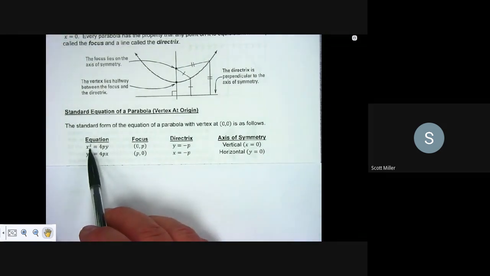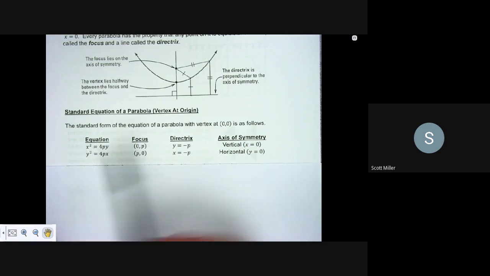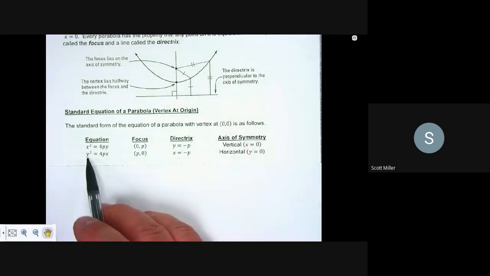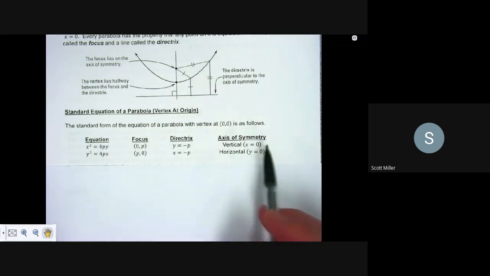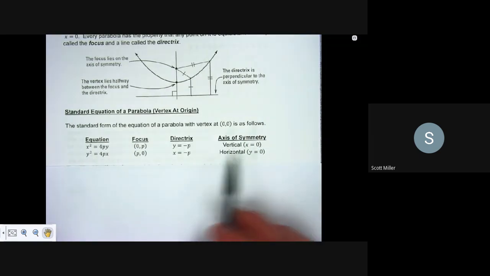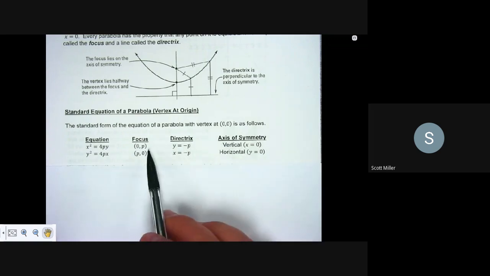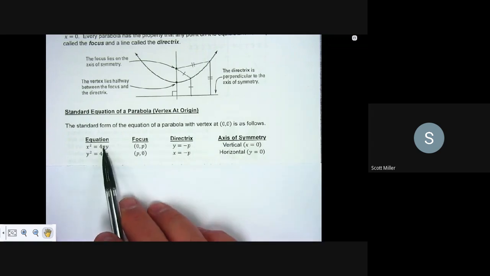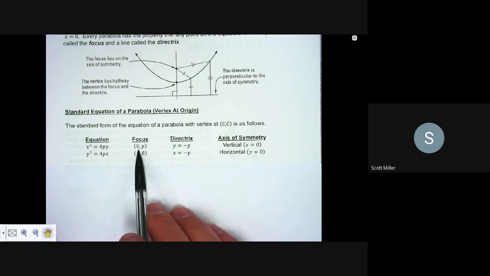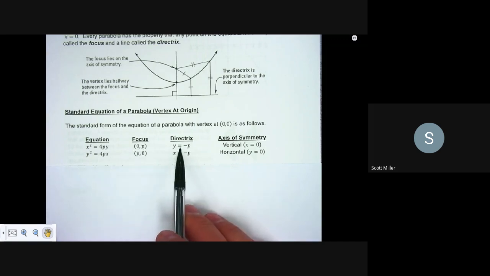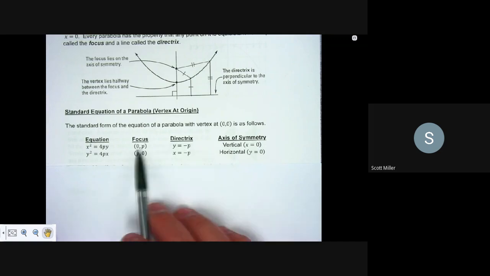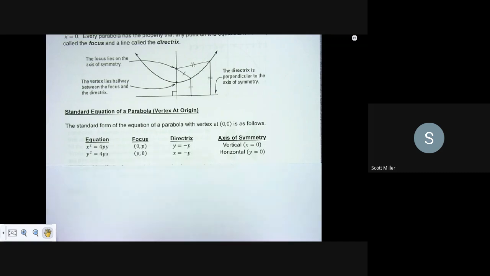We can have x squared, where the x is squared, this is your normal parabola that opens up or down. If y is squared, then it's going to open right or left. And so you see the axis of symmetry will be horizontal. It's going to go sideways. Okay. The focus, if the vertex is at 0, 0, the focus is going to be at 0, p, and the directrix will be at y equals negative p. Okay, and we'll show you how to find those values here in just a moment. But that's how that works.